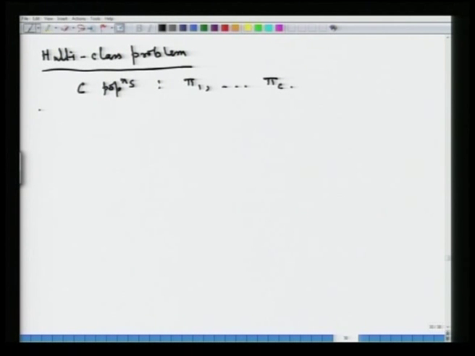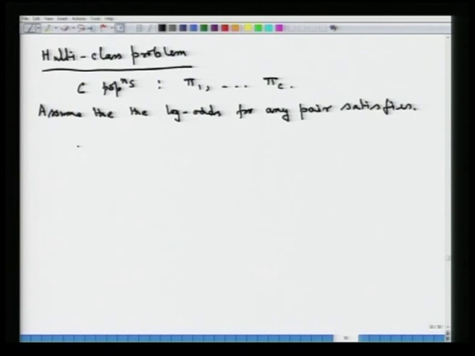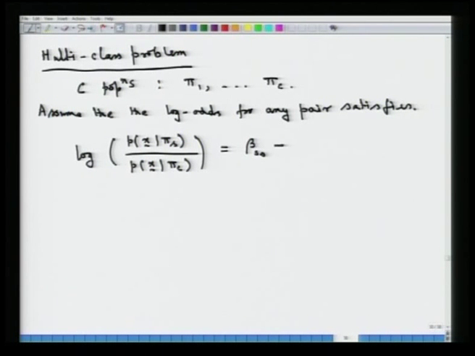Now, what we are going to assume is the following: assume that the log odds for every pair, any pair of populations, satisfies the following relationship: the log of p of x given pi s, say the sth population, divided by p of x given pi c, satisfies an equation, say, is equal to beta s naught plus beta s vector transpose x.